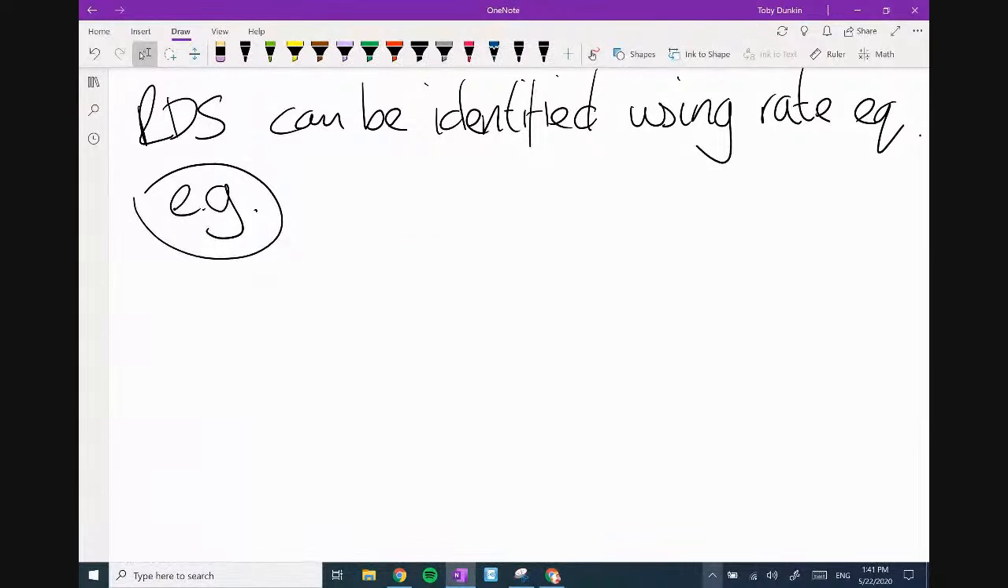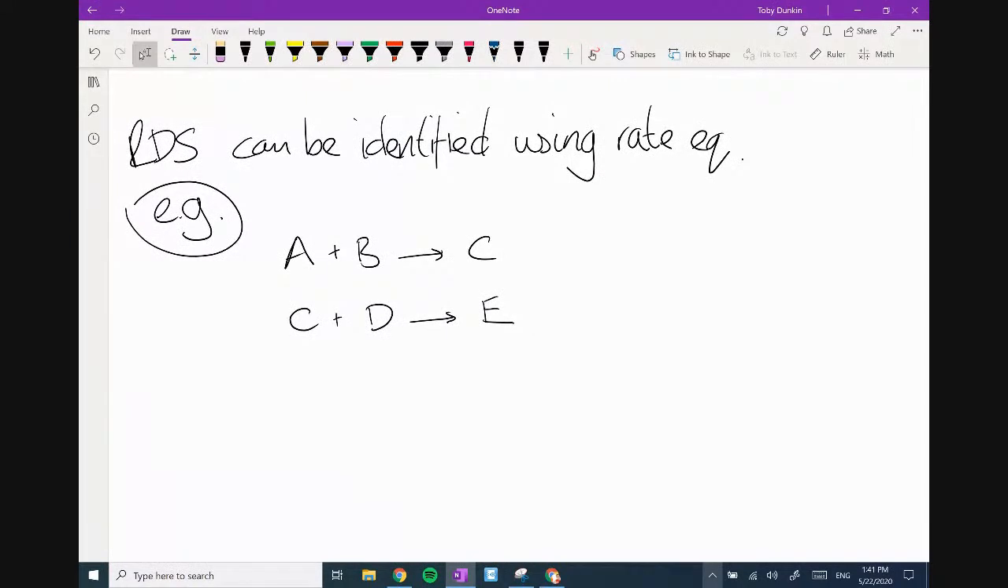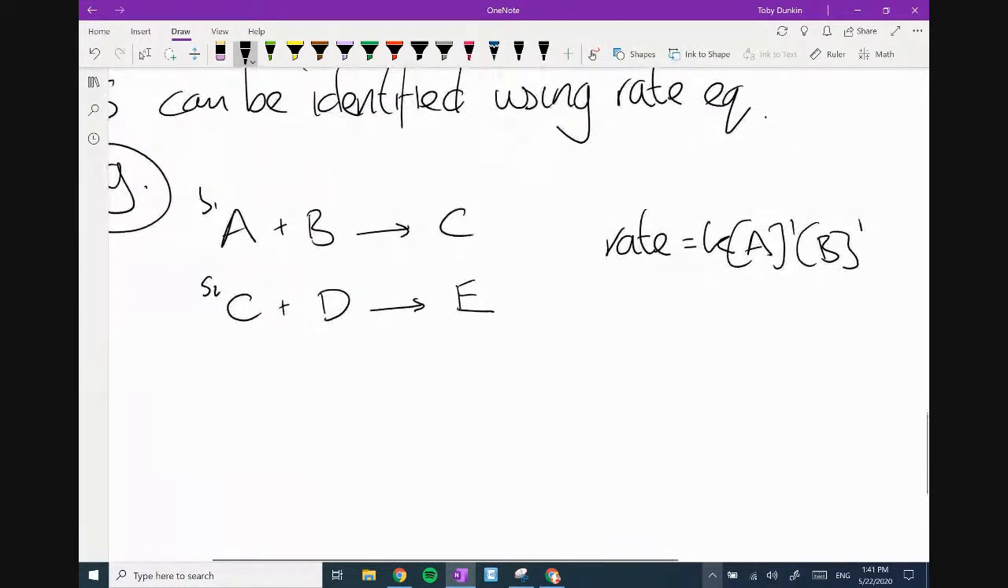So let's say we've got, let's start easy and get harder. A plus B goes to C. C plus D goes to E. Okay. Two-step reaction. This is step 1. This is step 2. And here is my rate equation. Rate equals A to the power of 1 and B to the power of 1 as well. That's it. So which step is therefore RDS?